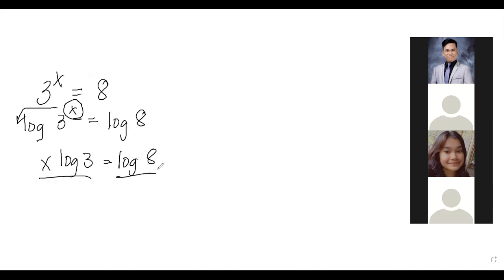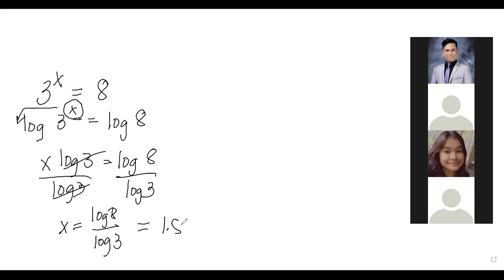Anong gagawin sunod? Divide both sides by log 3. Tama? Cancel log 3. Ngayon, x is equal to log 8 over log 3. Okay lang din naman na ito na yung final answer, pero we need the more exact answer. So, all we have to do is to evaluate log of 8 and divide that with log of 3. Try nyo na lang class sa calc nyo, 1.89278. So, 1.8928.